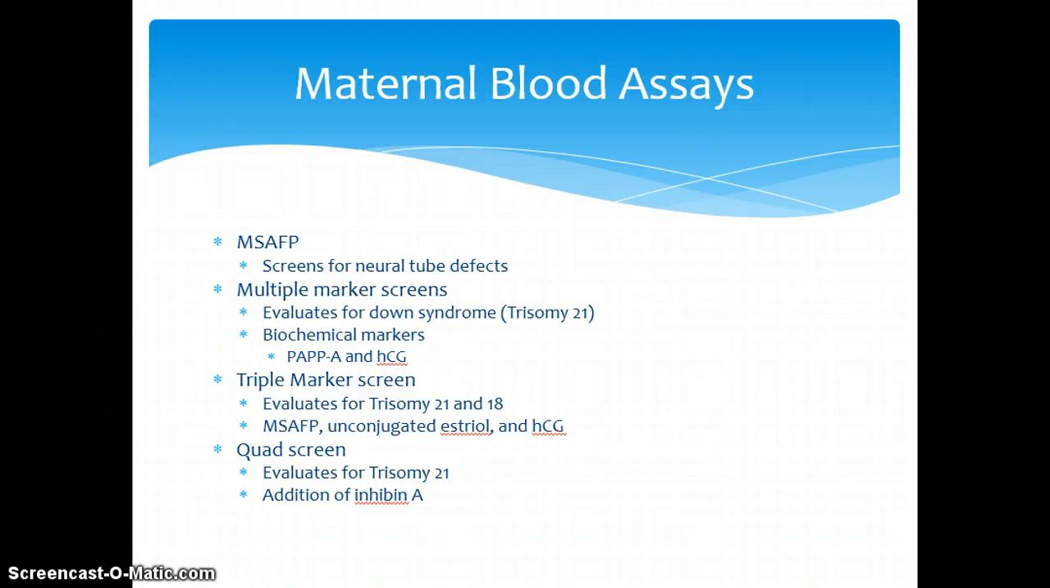There's also the multiple marker screens, which evaluates for Down syndrome, which is trisomy 21. It looks for the biochemical markers of PAPPA and human chorionic gonadotropin. The triple marker screen evaluates for trisomy 21 and also trisomy 18. It uses the MSAFP, unconjugated estriol, and human chorionic gonadotropin. The quad screen, which is pretty typically used more than anything, evaluates for trisomy 21 and includes the things from the triple marker screen, but also uses the addition of inhibin A.